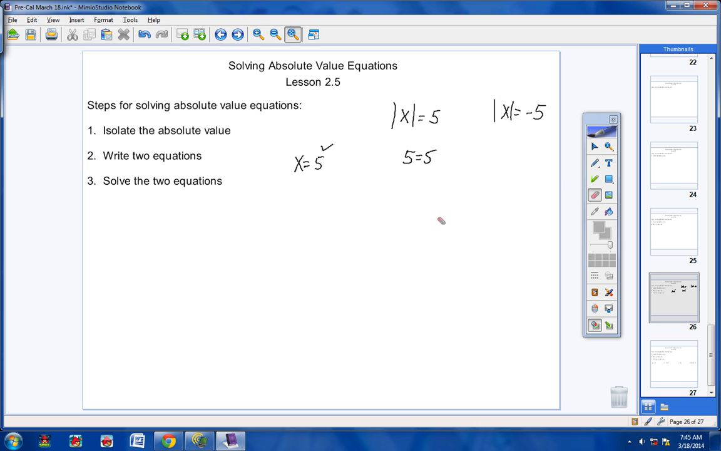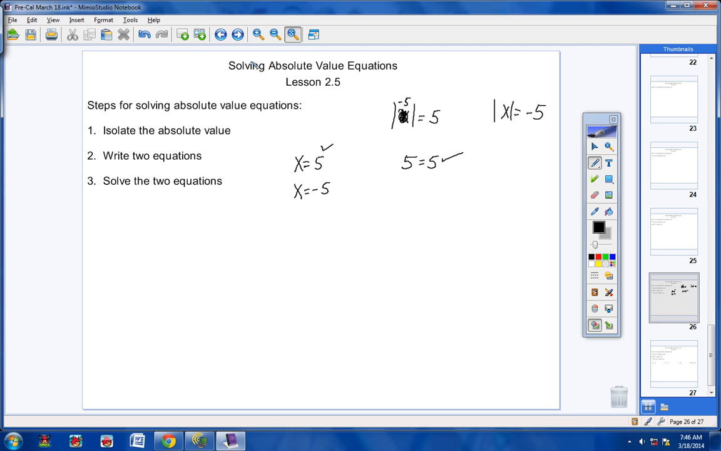But do you notice another answer would also work? What else could I put in for x here that would give me out a true statement? Could I not put a negative 5 in? Could I not also say that x equals a negative 5? Sure I could. What's the absolute value of negative 5? 5, and I get out 5 equals 5. Do you see that okay?